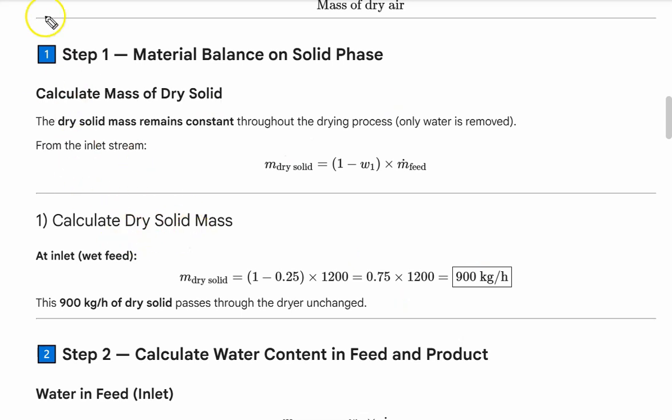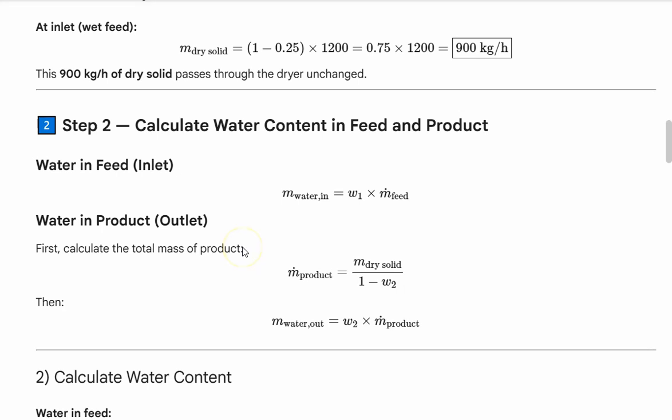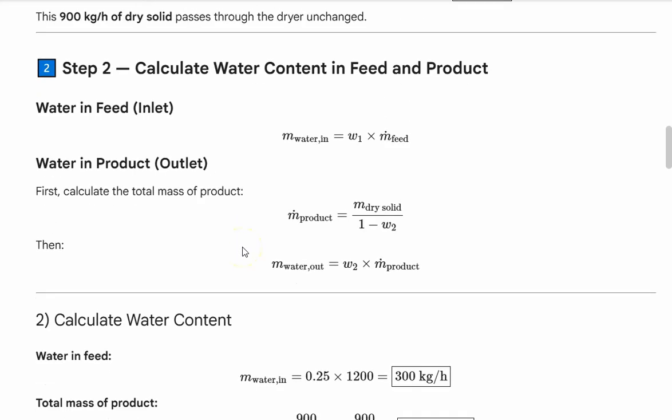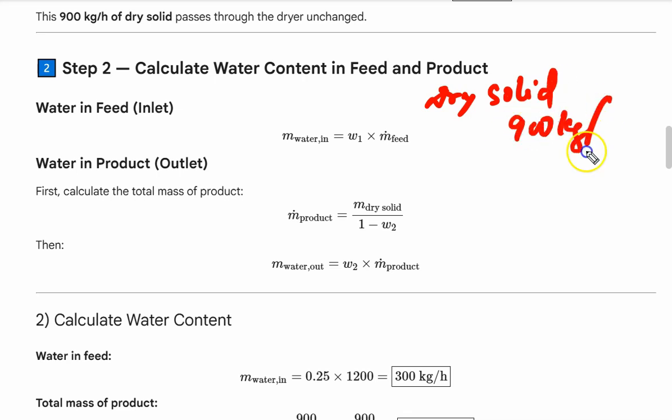Next, step number 2: calculate water content in the feed and product. We already know that dry solid is 900 kg per hour. From here we can calculate water in the feed inlet. Mass of water inlet is W1 times m dot feed. And for water in the product outlet, first calculate the total mass of the product.